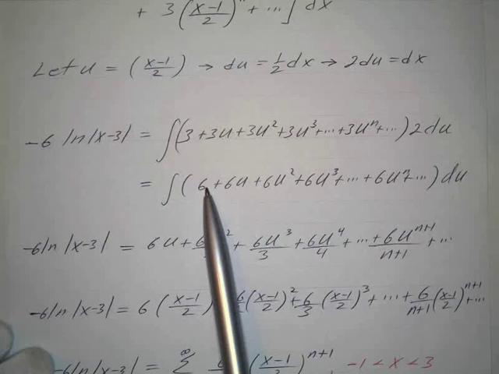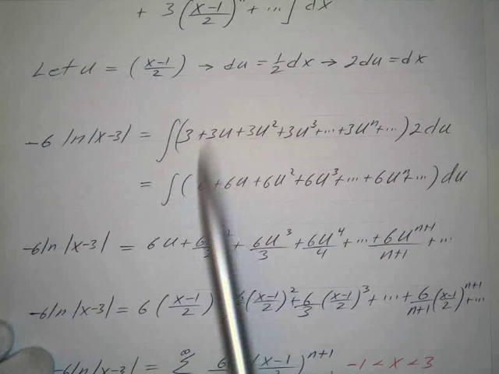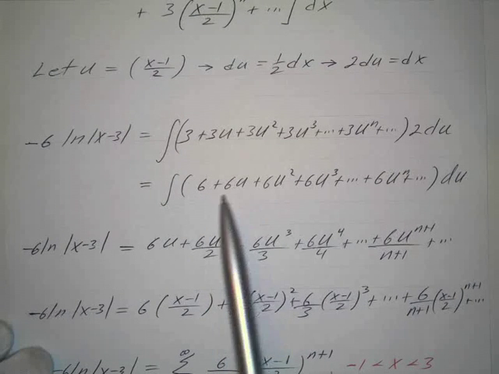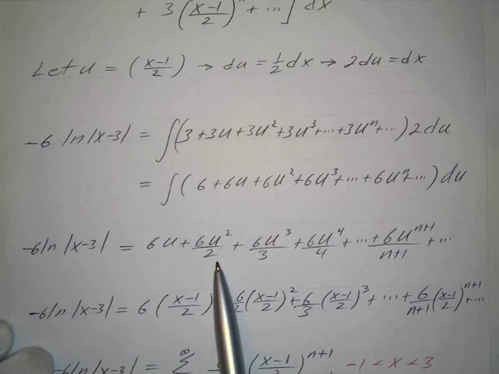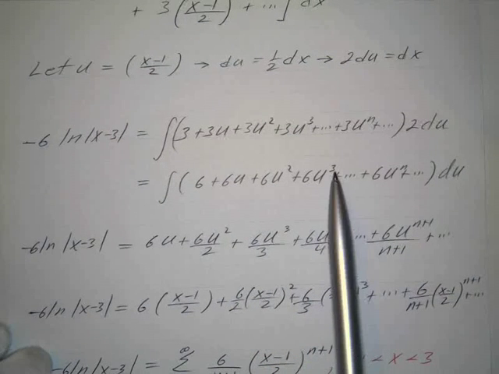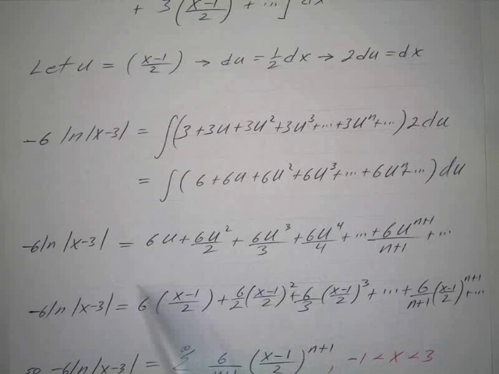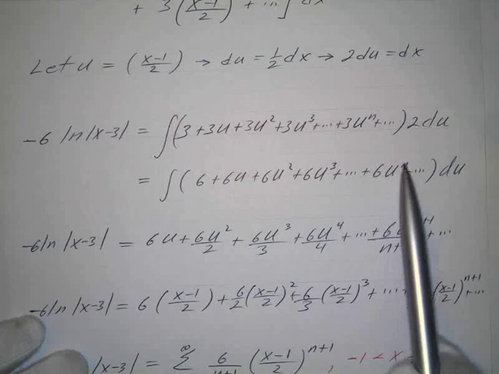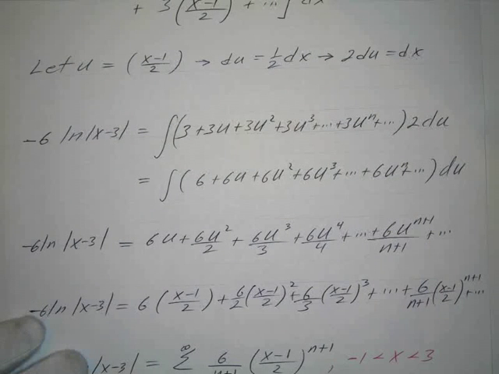And then the antiderivative of, now this is going to be my u, so 6u, 6u squared over 2, 6u cubed over 3, 6u to the 4th over 4, etc. Now you can simplify these out, but I just like to leave them in that form because they match the general form a lot better. 6u to the n plus 1 over n plus 1. Okay?